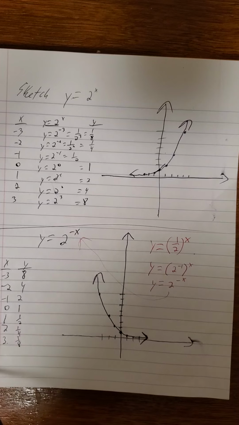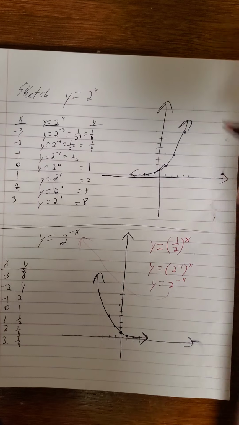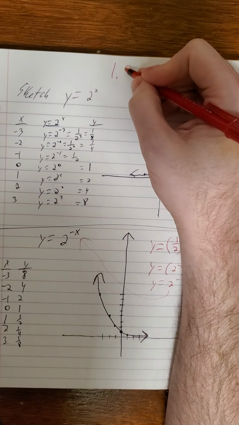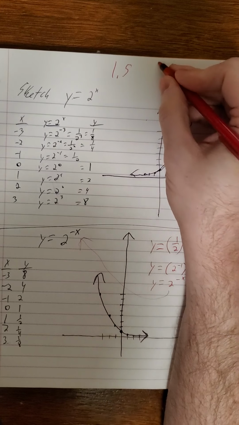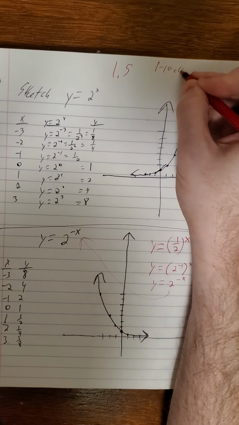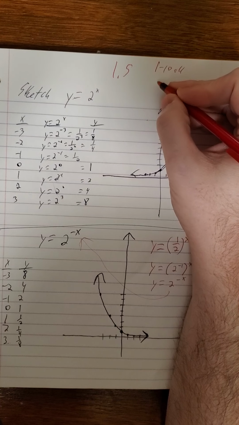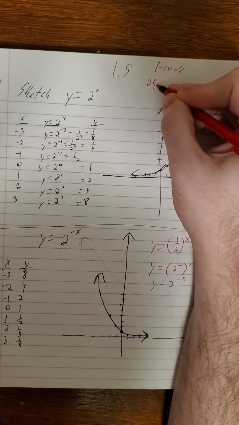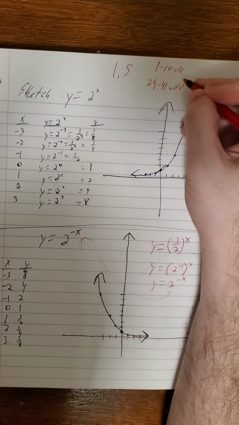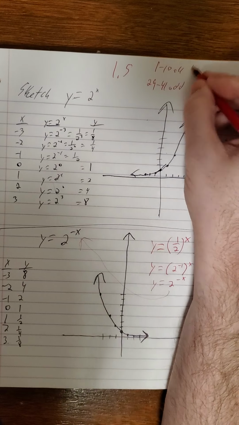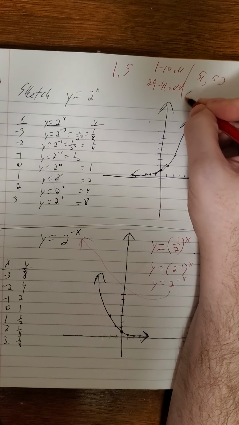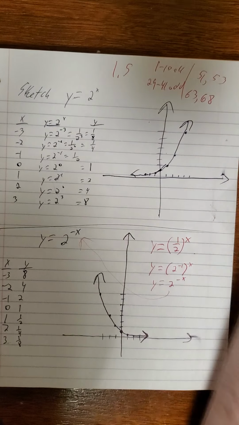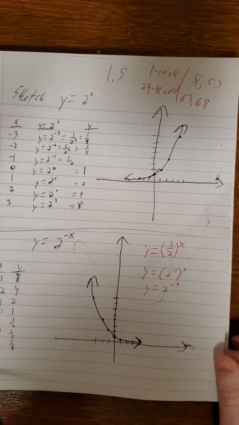All right, so some problems to try out. This was from 1.5. Don't forget we covered 1.4 as well. 1 to 10, I would try all of those. 29 to 41 on the odds. And then 51, 53, 63, and 68 are all some interesting word problems.